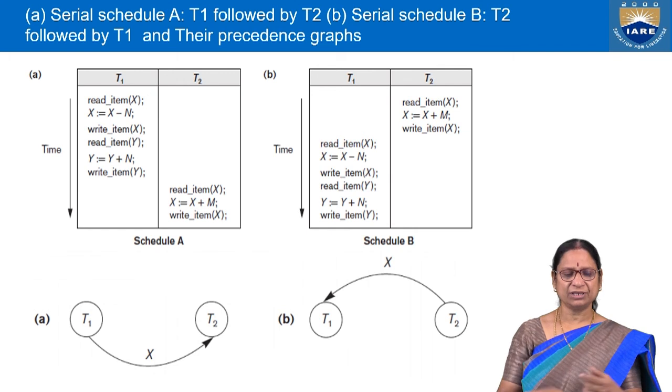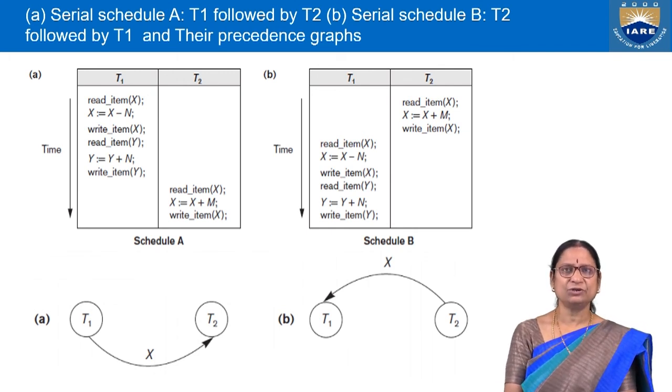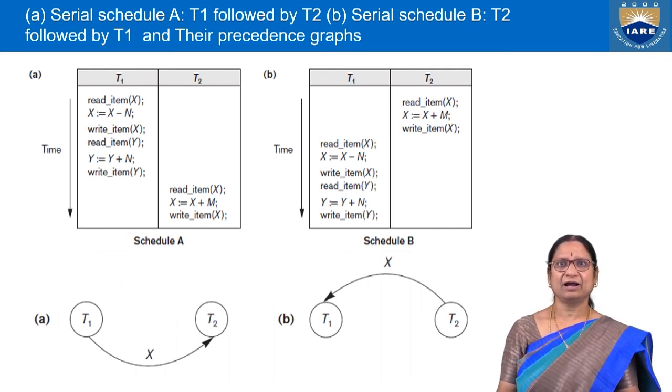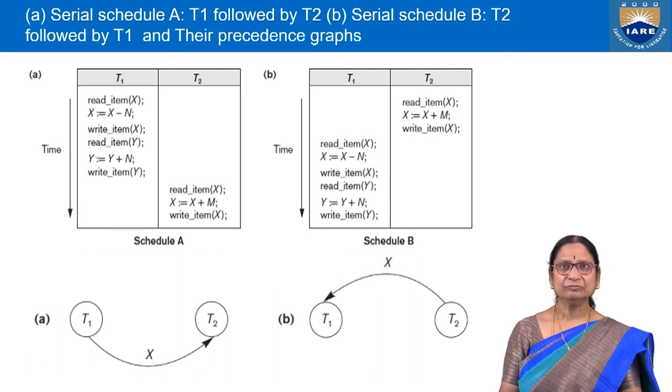Another example was given here. Observe the T1 schedule and the T2 schedule. Here T2 is reading X, and the X item was written by T1 already. So after writing by T1, T2 is reading. After reading Y, it is writing again. X is read and written after completion of the T1 transaction. So from T1 to T2 on X the arc is drawn.